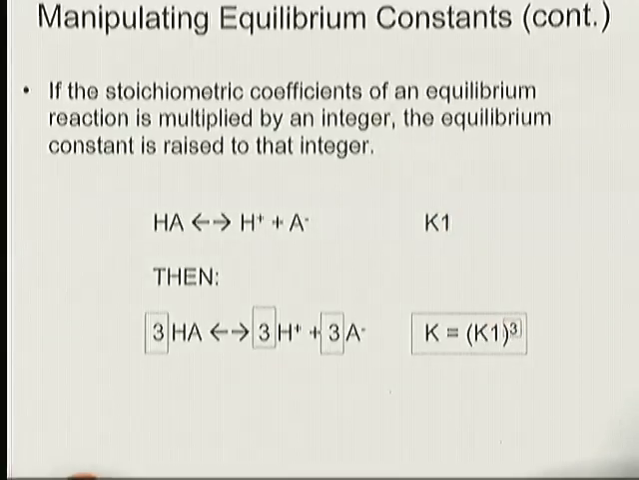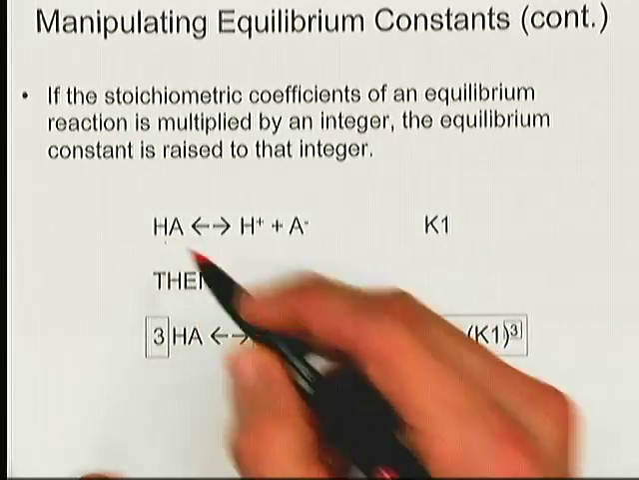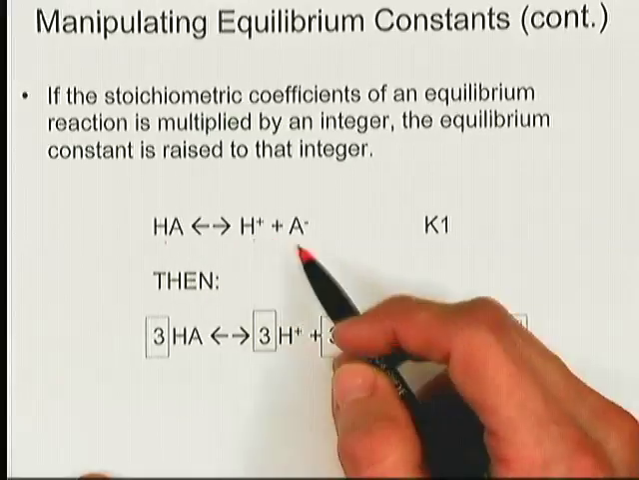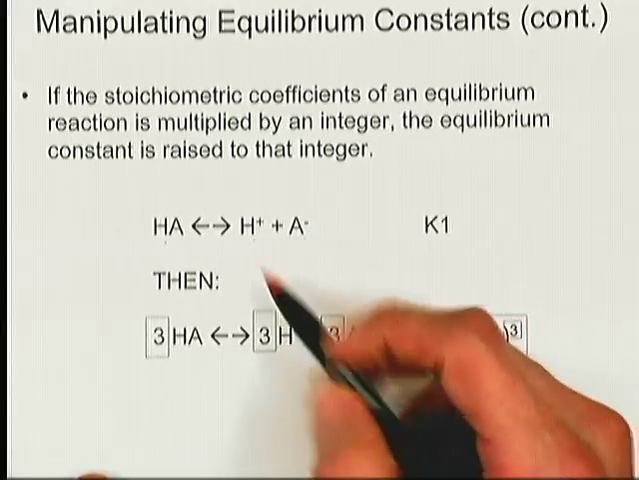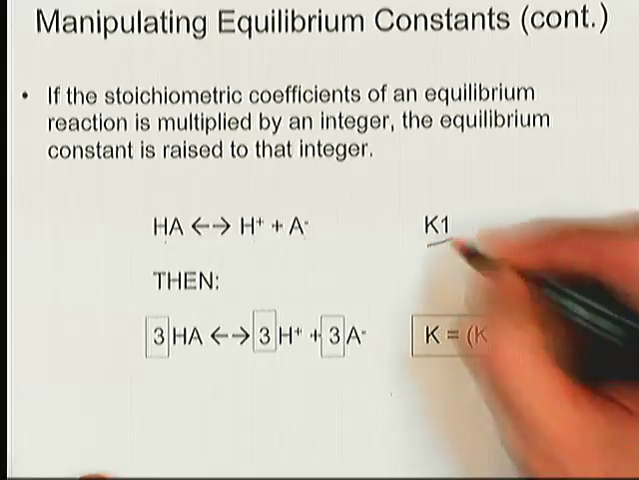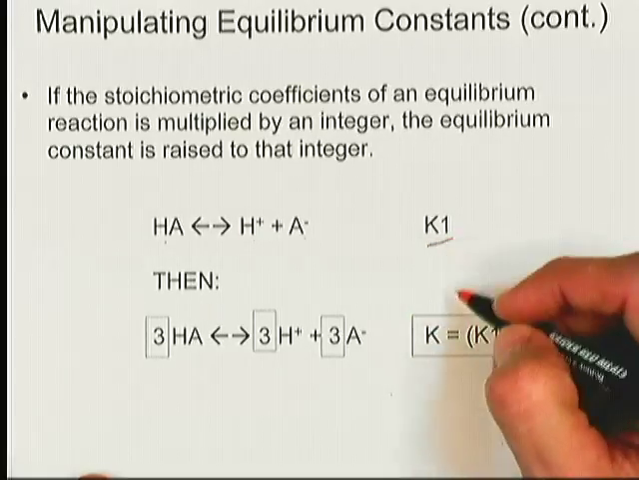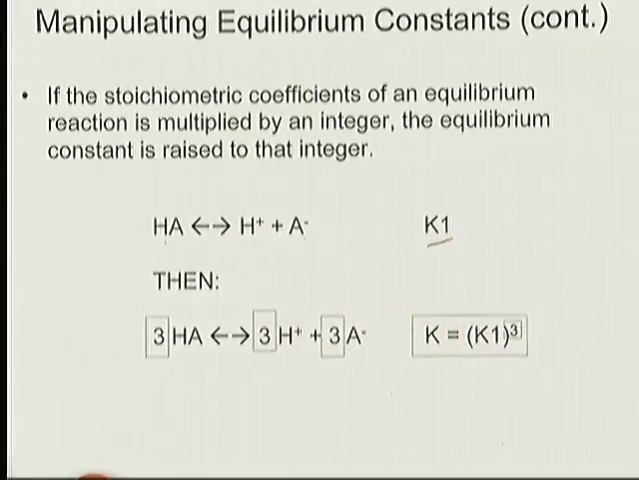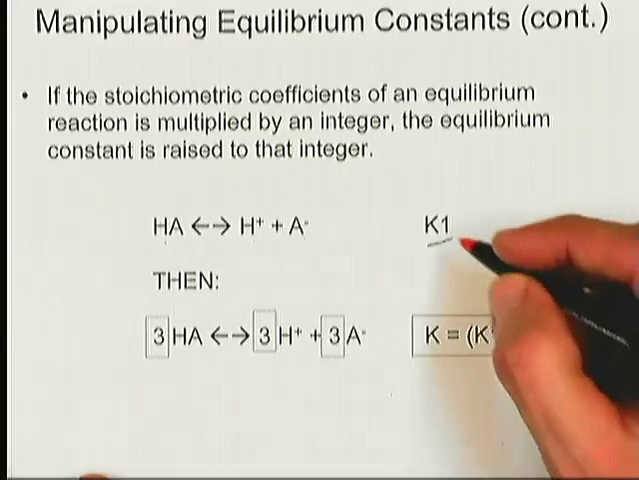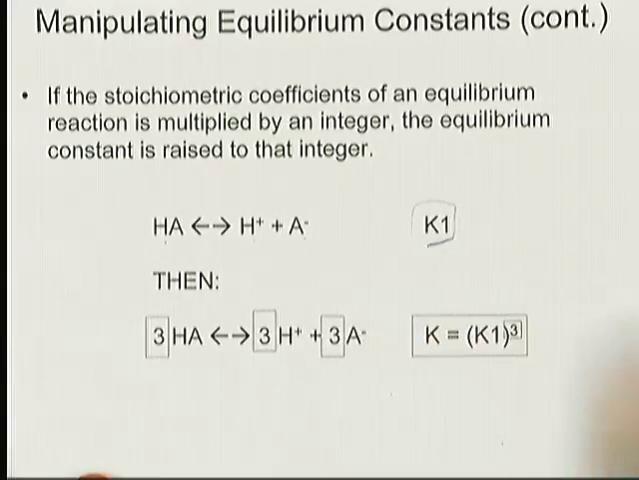So say for instance we go back to that reaction in which HA donates a proton to make H plus and A minus, the conjugate base, okay? That's given an equilibrium constant K1. On the last slide that was 1.8 times 10 to the minus 5. The exact value is not terribly important because this goes as a generic sense, okay?